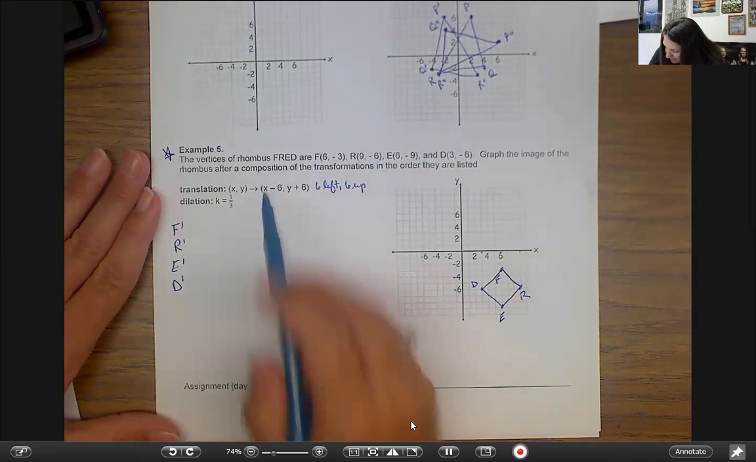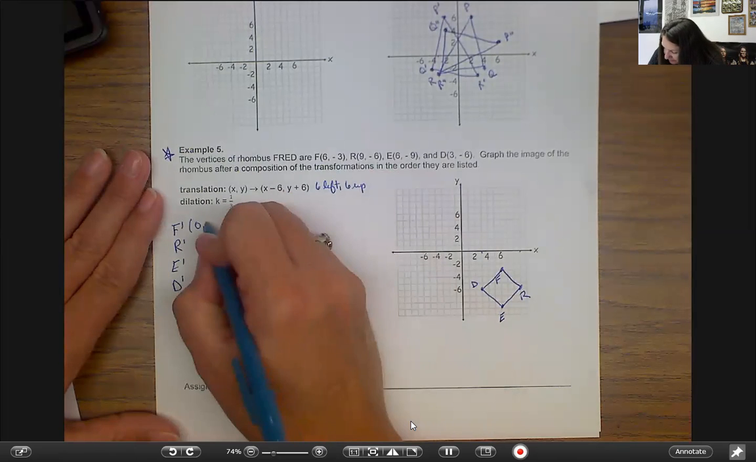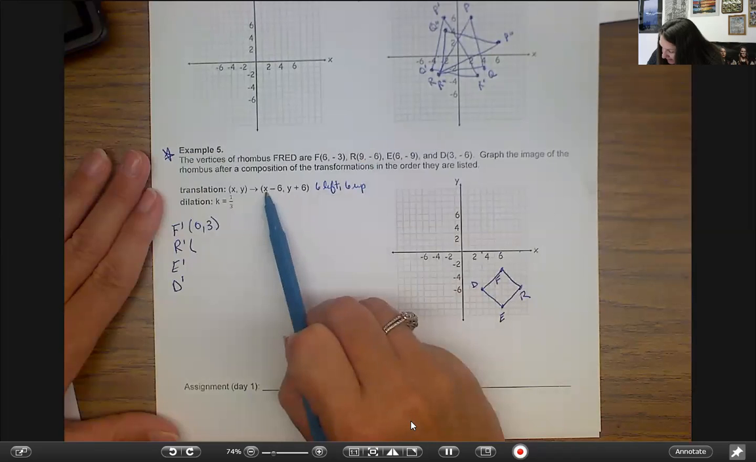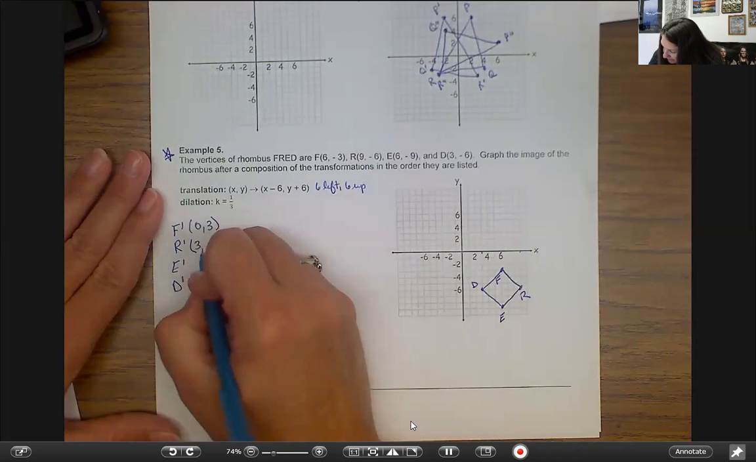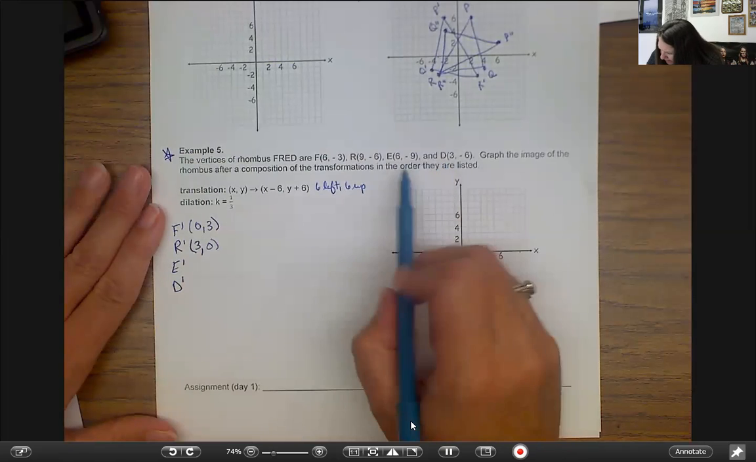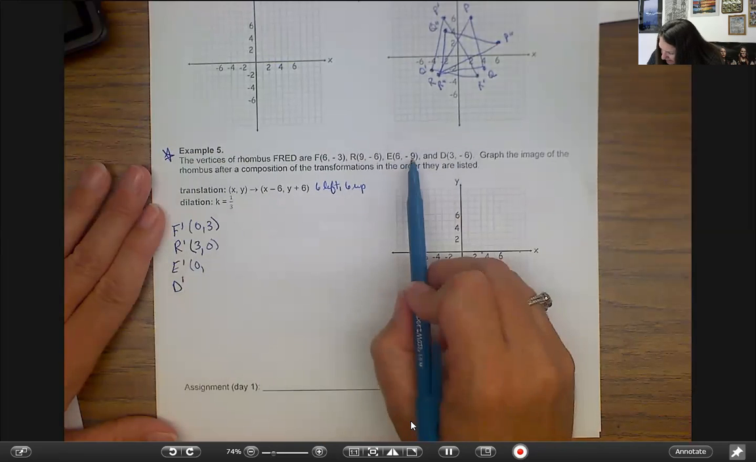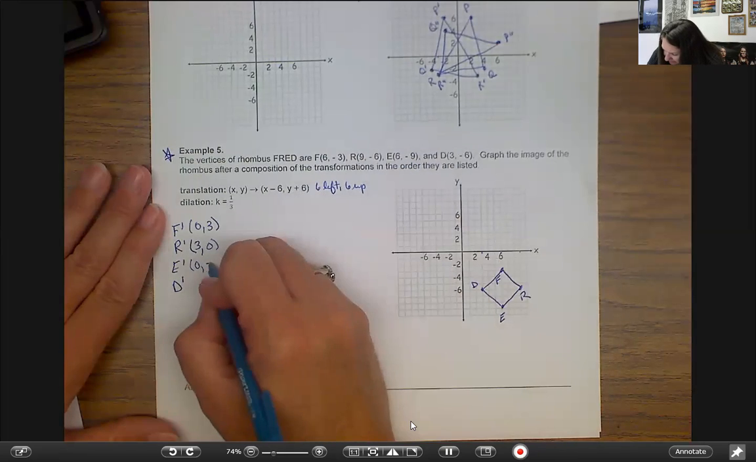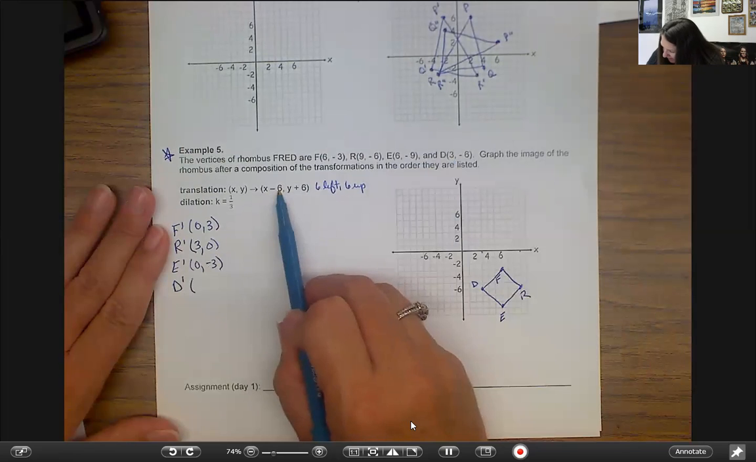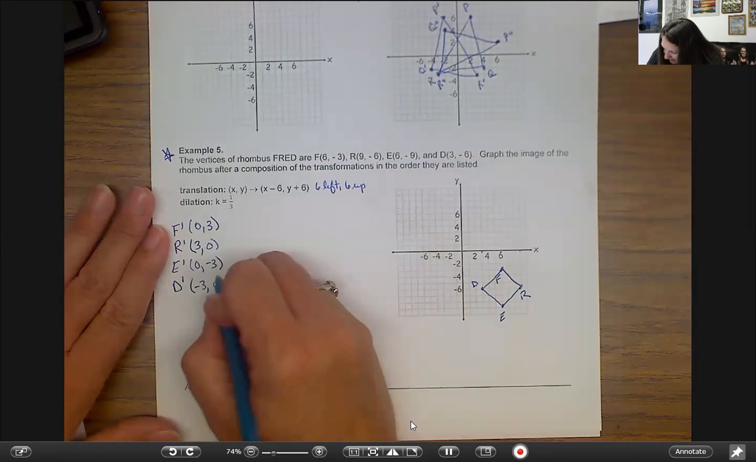So 6 minus 6 would be 0. And then -3 plus 6 would be 3. R prime will be located at 9 minus 6, which is 3, and -6 plus 6, which is 0. Then 6 minus 6 is 0, and -9 plus 6 is -3. And then 3 minus 6 is -3, and -6 plus 6 is 0.